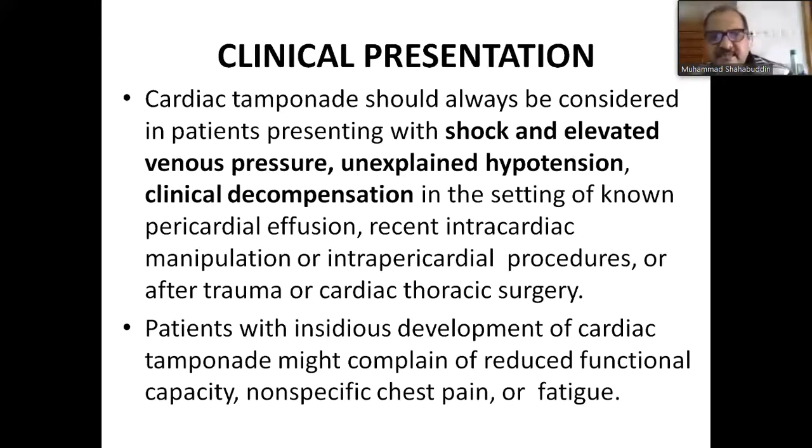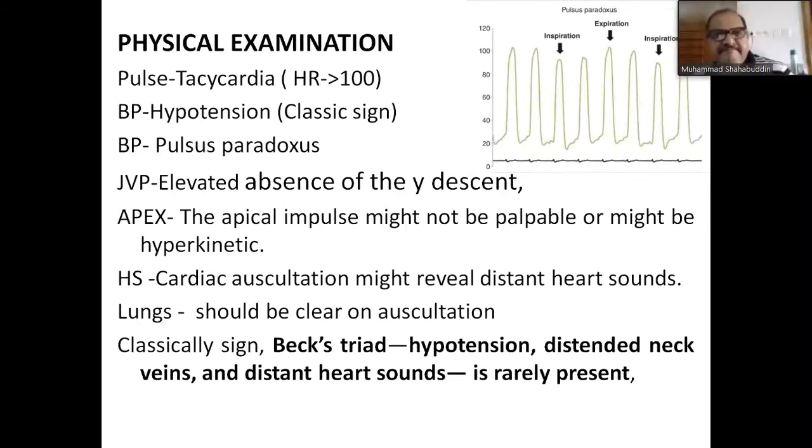A patient with insidious development of cardiac tamponade might complain of reduced functional capacity, non-specific chest pain or fatigue. Here the pulse is rapid, that is tachycardia, and blood pressure is reduced, with pulsus paradoxus. This is the classical sign. It should be described under the heading of pulse. JVP is elevated, with absence of Y descent. Y descent means that during rapid filling of the ventricle, when the valve is open, there is a Y descent. And the Y descent may be absent because the right ventricle cannot take the blood.